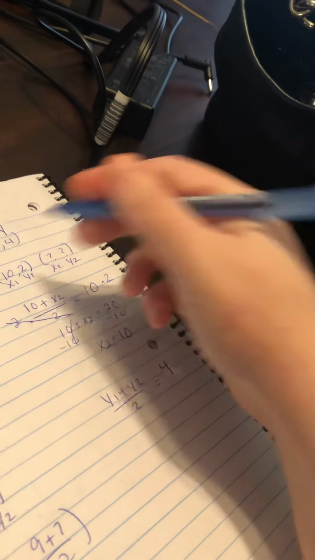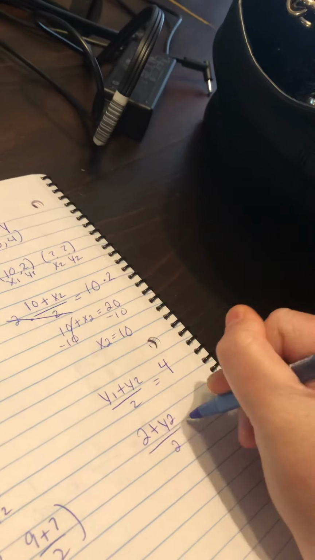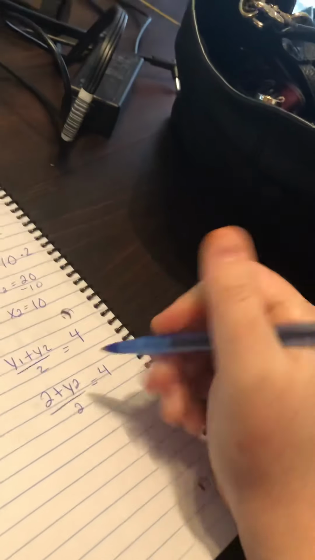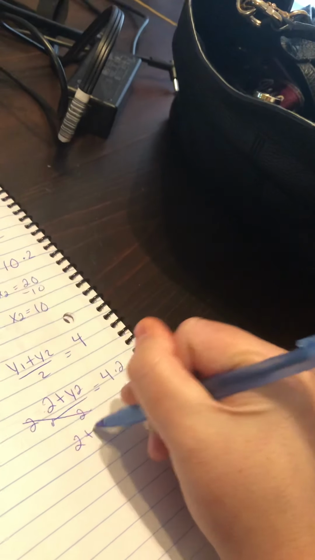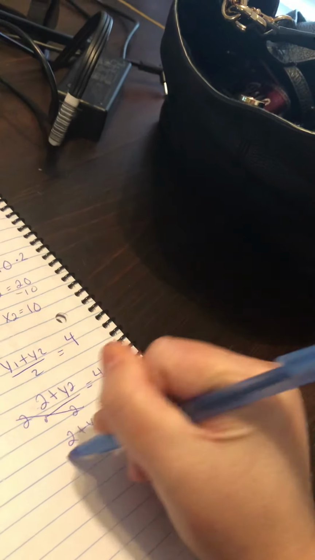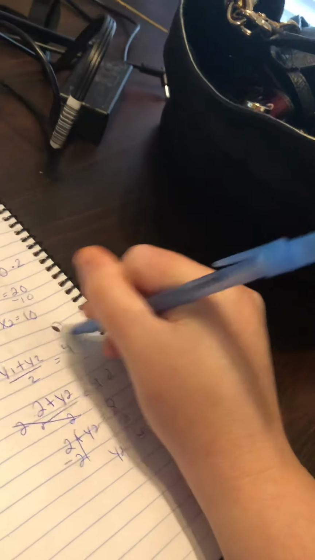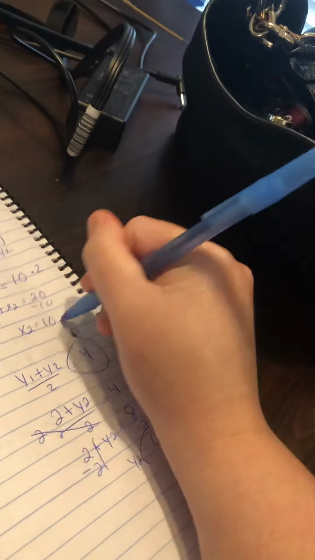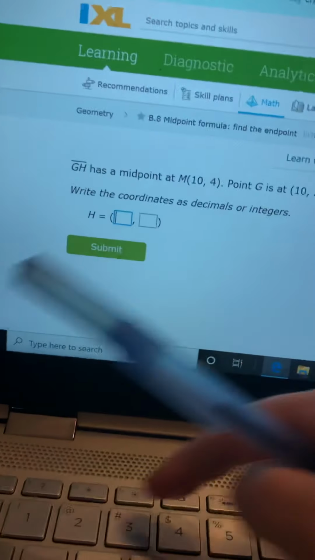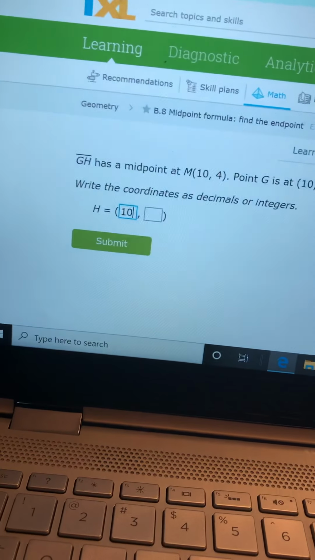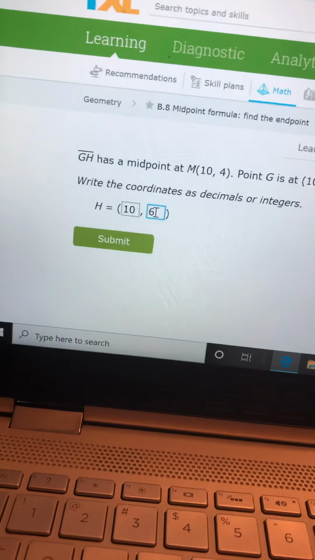Well, I know that y1 is 2, so 2 plus something over top of 2 has to equal 4. You multiply by 2, and then I'll have to subtract 2. Subtract this other 2 here. Subtract 2, so I got 6. So 10 right here, and 6. 10 comma 6 should be this answer. 10 comma 6.